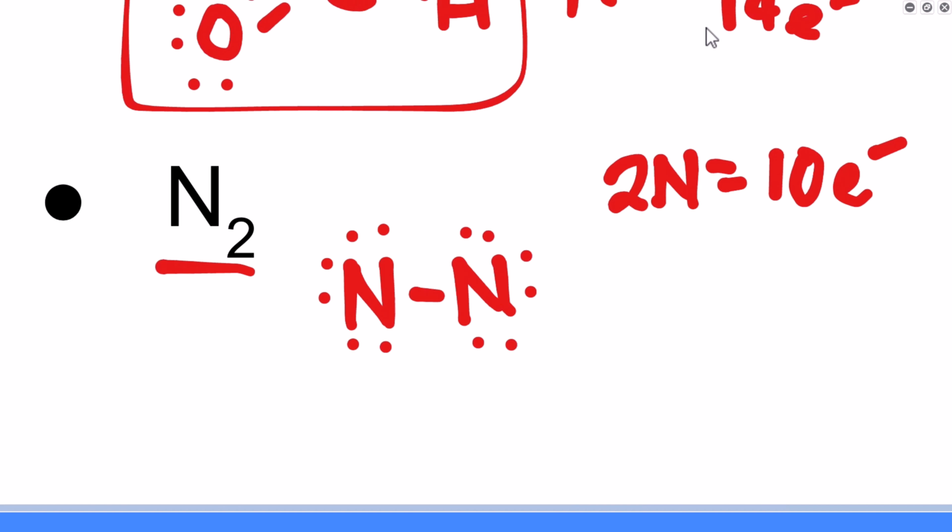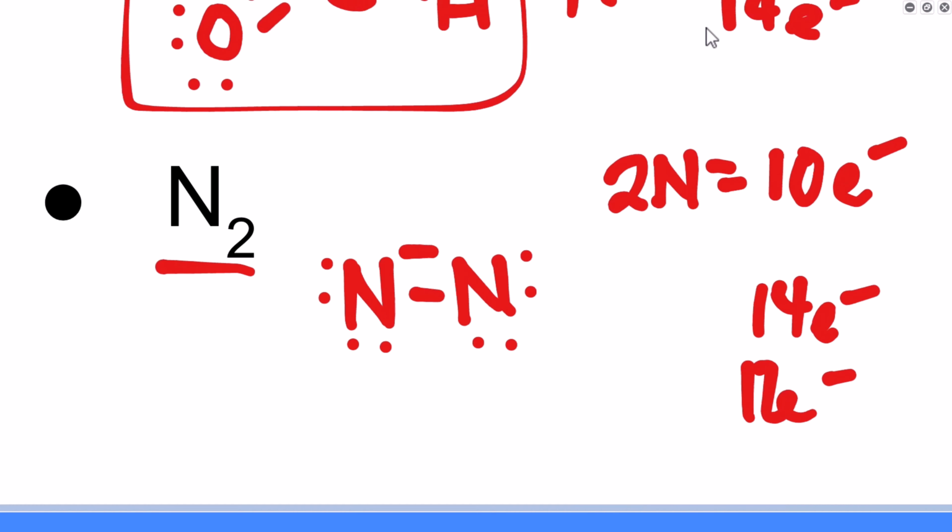And add them up, so 2, 4, 6, 8, 10, 12, 14. So we have too many electrons. So what we do is we just remove pairs and add a bond in between them. Again, that retains the same number of valence, retains the octet rule, but reduces the total number of valence electrons by 2. We recount it up, we get 12. That's still too many, so we're going to have to do this process one more time.